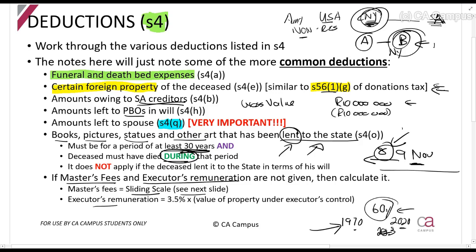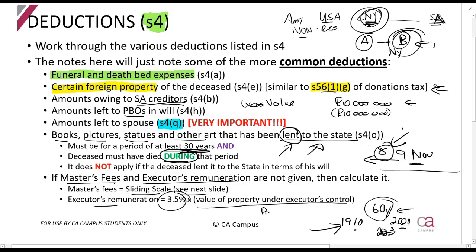The executor's remuneration is calculated as 3.5% multiplied by the value of the property under the executor's control. So that property and deemed property that you have, anything there that the executor controls, so the executor has to give it to someone, or sell it to someone, or take care of it during this process, 3.5% of that value will go to the executor. So this can be very lucrative if you work with expensive estates.